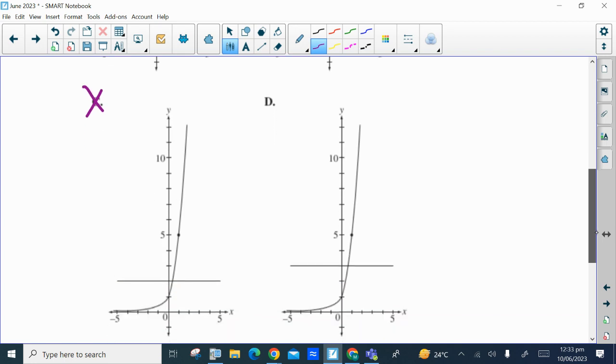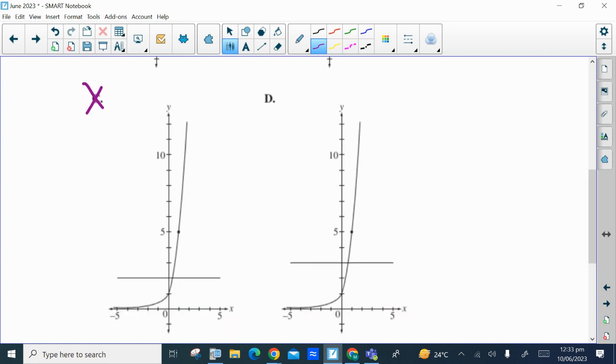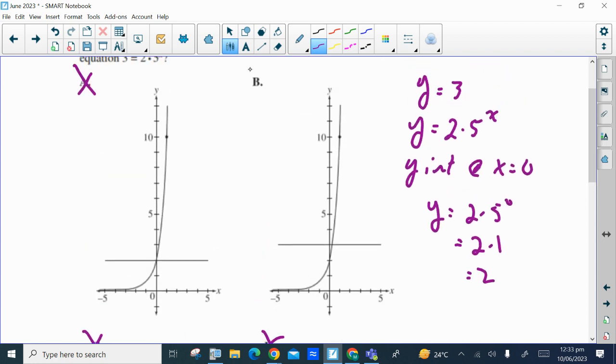If you look at D, it shows a y-intercept of plus 1, not plus 2, which is what graph B shows. So that was the correct answer. We have the right linear and the right exponential graph.